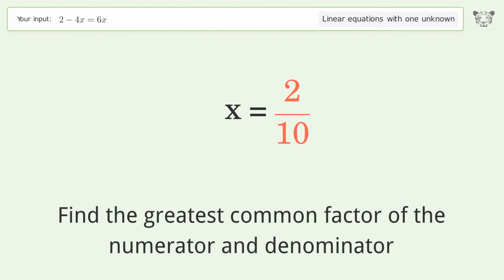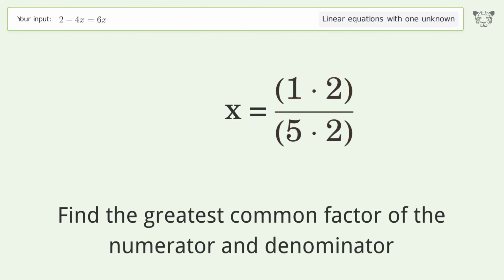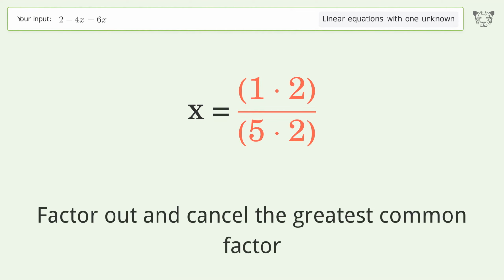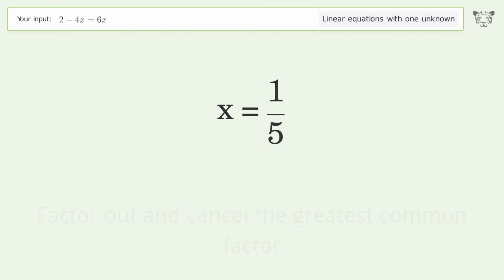Find the greatest common factor of the numerator and denominator. Factor out and cancel the greatest common factor. And so the final result is x equals 1 over 5.